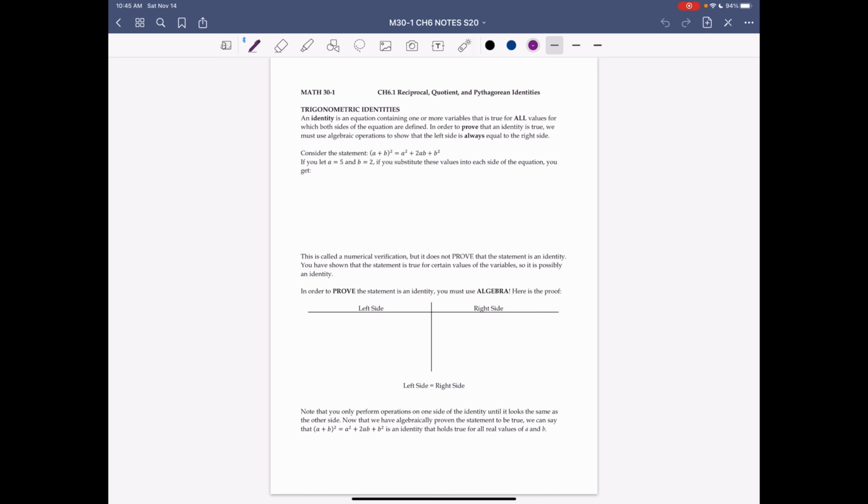Chapter 6.1 Reciprocal, Quotient, and Pythagorean Identities. An identity is an equation containing one or more variables that is true for all values for which both sides of the equation are defined. In order to prove that an identity is true, we must use algebraic operations to show that the left side is always equal to the right side.